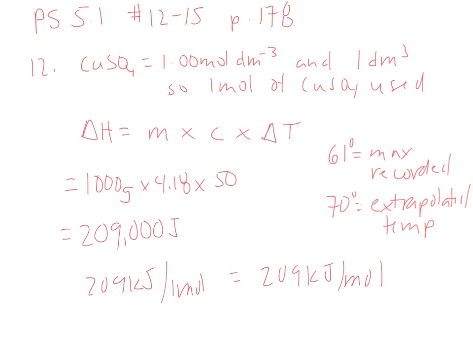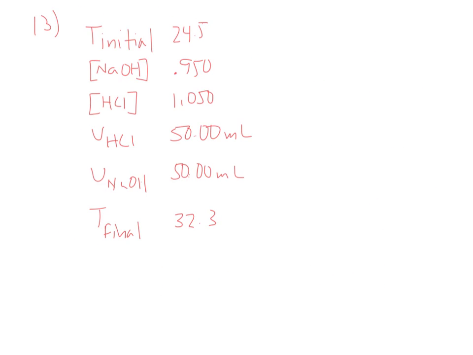And then the last thing is to decide, was the heat being gained or lost? Because the temperature went up, it's heat loss, so I should express this as a negative 209 kilojoules per mole. Number 13, this is basically the information they gave you: the initial temperature, the final temperature, and the concentration of your NaOH and HCl.